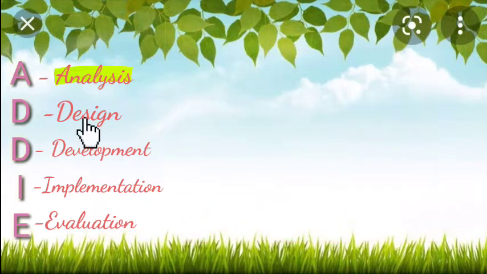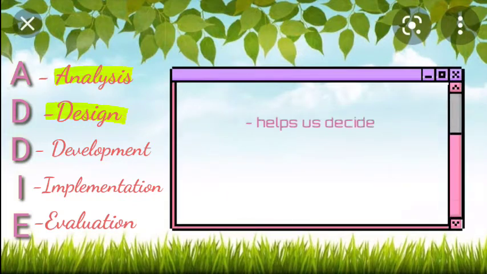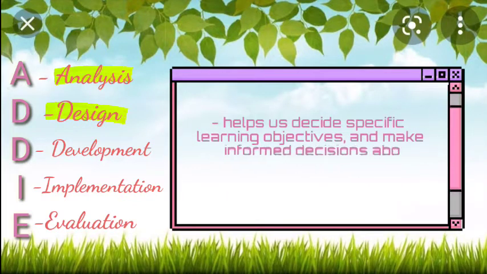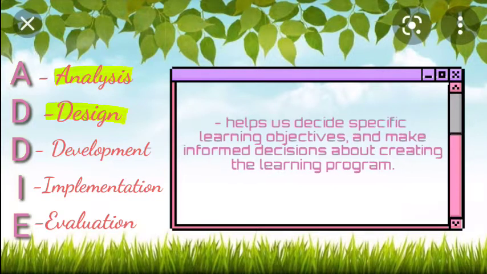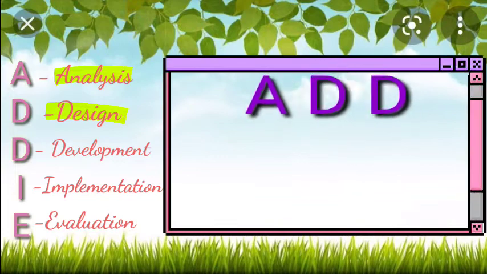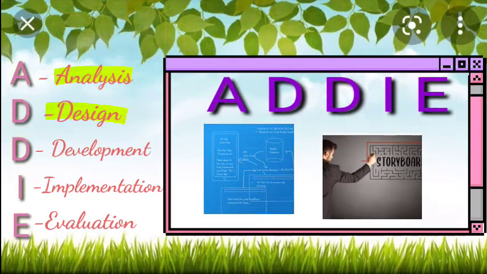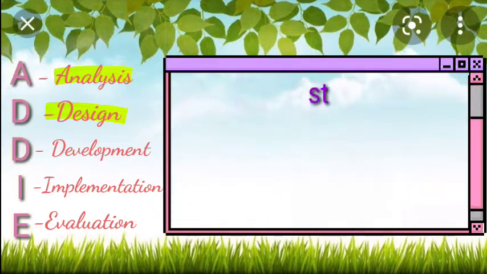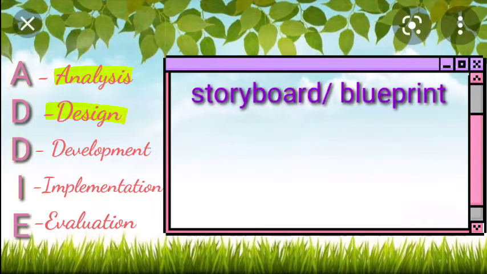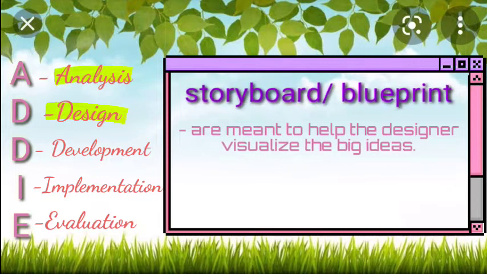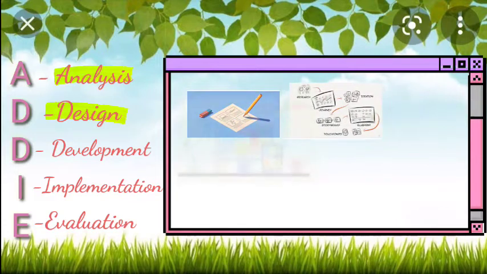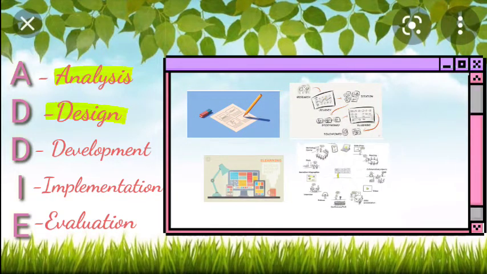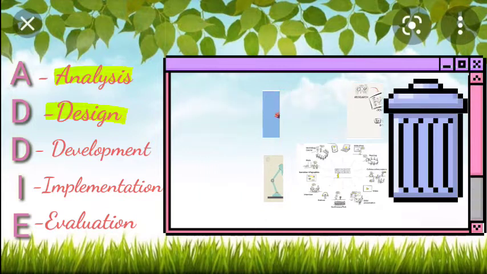Next is design. In the design phase, we view all the information from the analysis phase and make informed decisions about creating the learning program. Be aware, this phase is often time-intensive and requires attention to detail. The ADDIE model suggests building a storyboard or blueprint of our entire e-learning course. Storyboards are meant to help the designer and stakeholders visualize big ideas. They can also speed up the development process. Note that, while storyboarding can be helpful, many projects don't allow sufficient time for such detail.